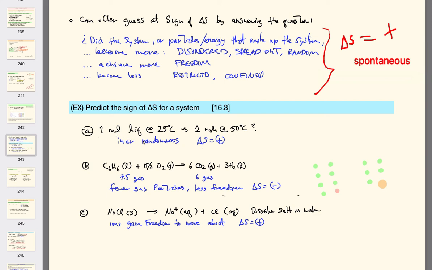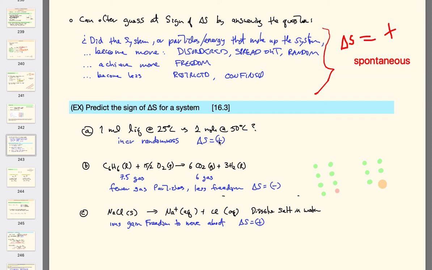Okay, so unfortunately I have the answer down there, so don't look at the blue. Okay, so you have 1 mole of liquid at 25 degrees C, and you're comparing that to 1 mole at 50 degrees C. So in going from one to the other, what happens?